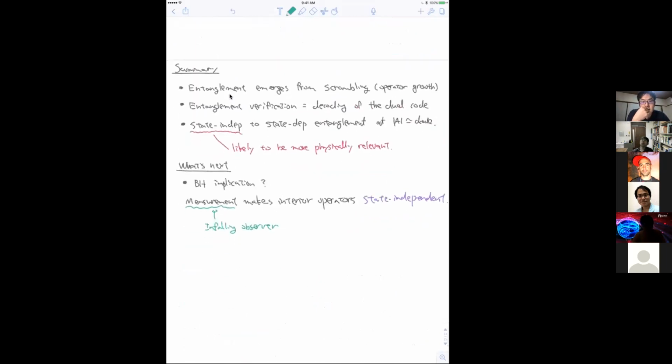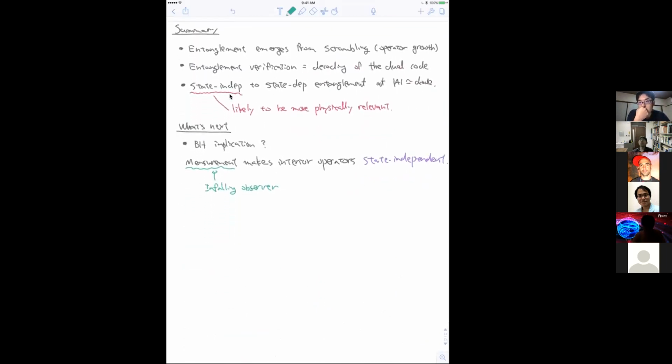Okay, so that's all I wanted to say. The summary is that entanglement in monitored systems comes from scrambling, and that, I think, was not known. And also entanglement verification can be viewed as a decoding of the dual code. Unfortunately, this dual code description works only for Clifford circuits. To go beyond, maybe we need to go to a quantum dual code or whatever, I don't know. I also discussed that there is an interesting transition between state independence and state dependence of the entanglement, and I think this is something interesting to look at from the perspective of black holes. Maybe you can think about continuously monitored SYK models and so on. It might be interesting to study.